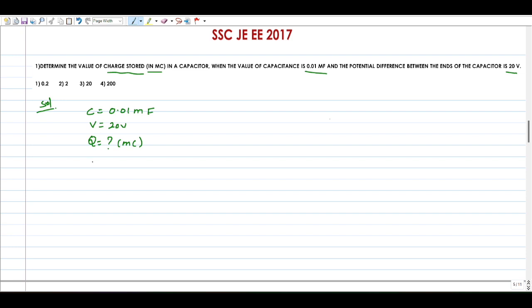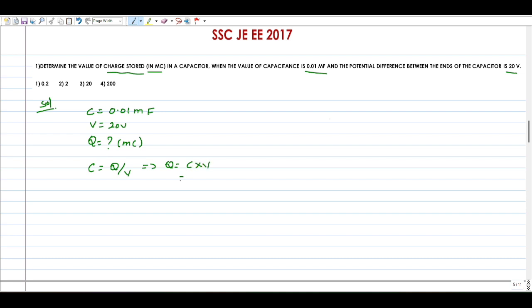Now we will solve the question. For this question we have a direct formula, that is C is equal to Q by V. So here we need to find the value of the charge, which is nothing but Q. This formula can be rewritten as Q is equal to C into V.